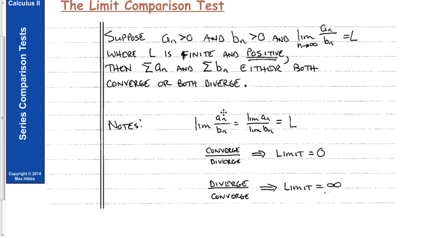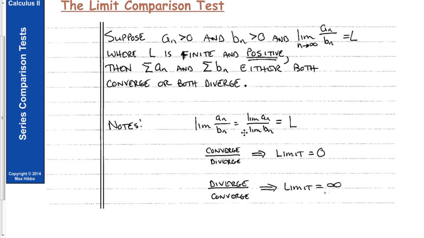The limit of a sub n over b sub n would be the limit of a sub n over the limit of b sub n, and we know that that is a finite positive number. Now, if we were to have the top series converge and the bottom series diverge, then the limit of the a sub n's would have to go to 0, and the limit of the b sub n's would not go to 0. And so that would mean the limit would actually be equal to 0.